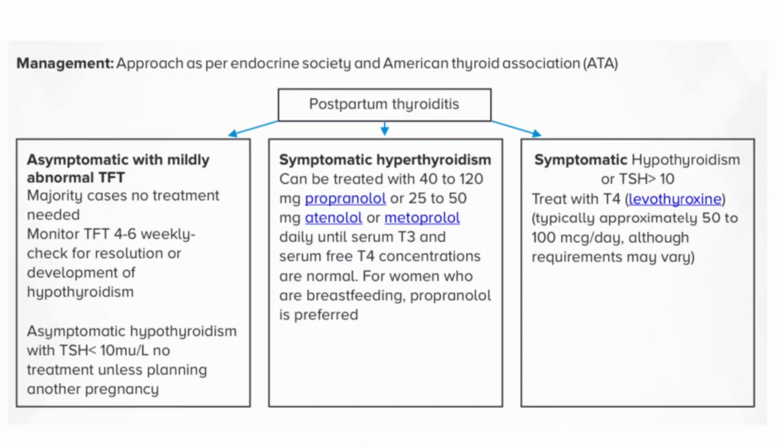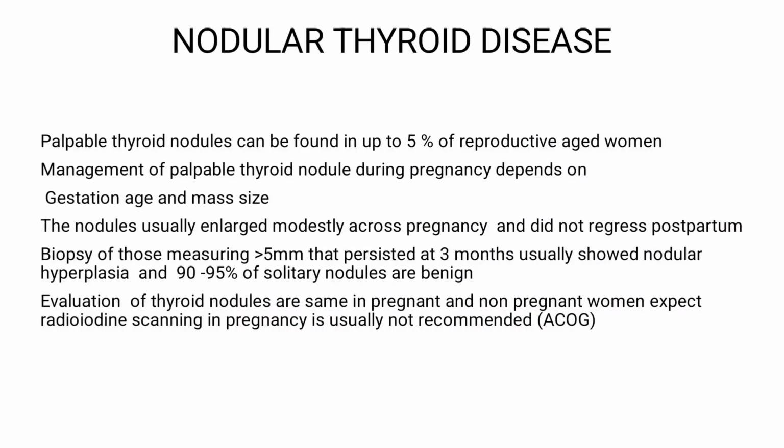Propranolol can be given for heart rate control, and cardioselective beta blockers like atenolol or metoprolol, 25 to 50 milligrams per day, can also be advised until serum T3 and T4 concentrations normalize. If the woman is breastfeeding, then atenolol and metoprolol are not to be given, and propranolol is preferred. If the patient is in the second phase, the hypothyroid phase, and the serum TSH is more than 10, then we have to start levothyroxine in a dose of 50 to 100 micrograms per day, and adjust the dose according to the serum TSH values.